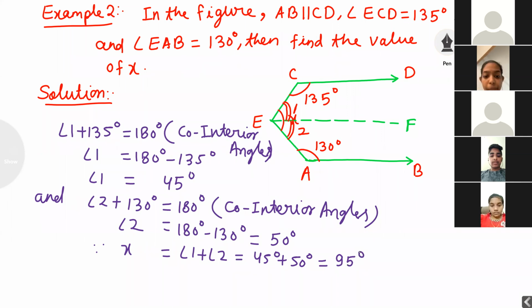Note down everyone. Note down firstly. Very interesting question.